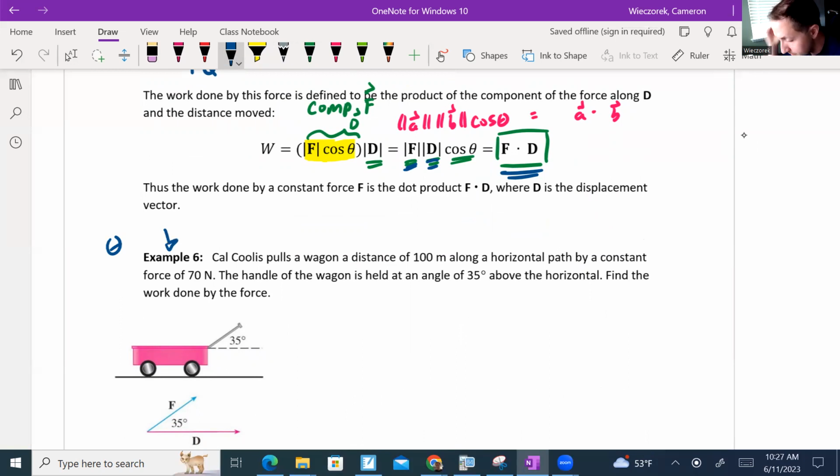That's what we have going on in example 6 here. We have our friend, calculus. True person, right? You'd name your child calculus. LOL.